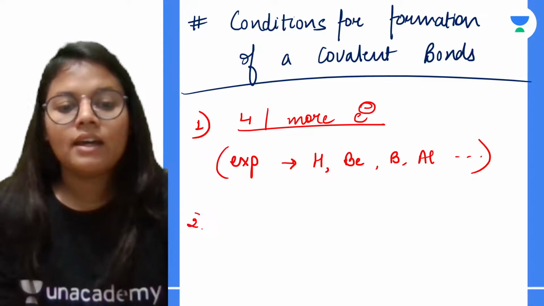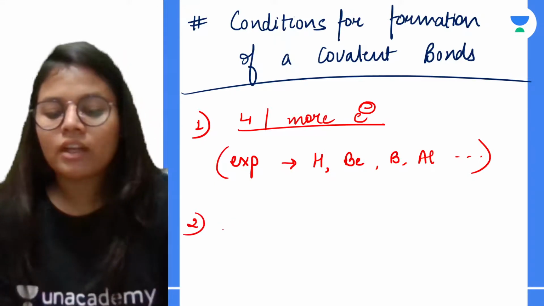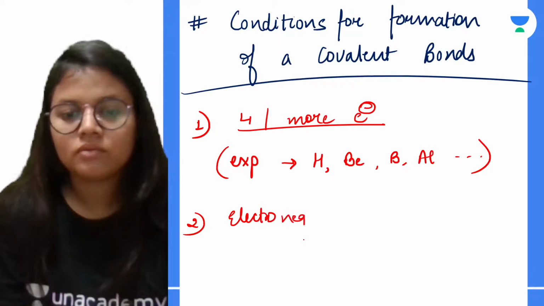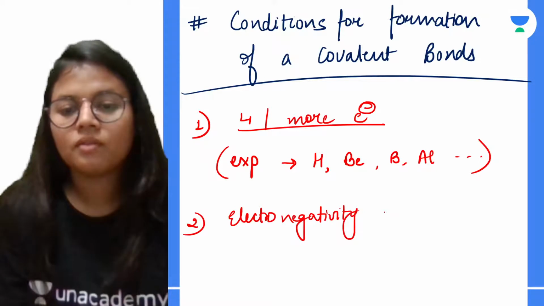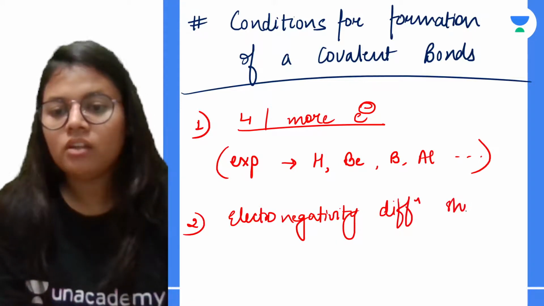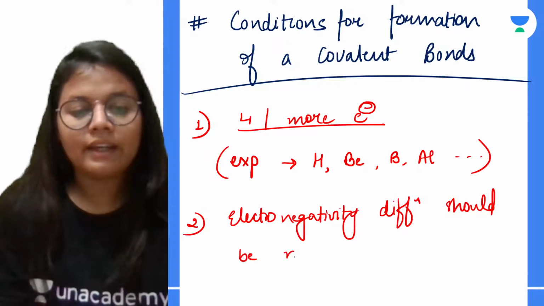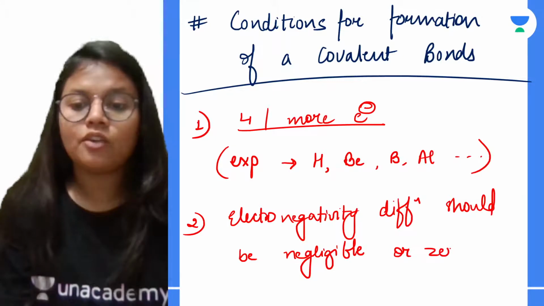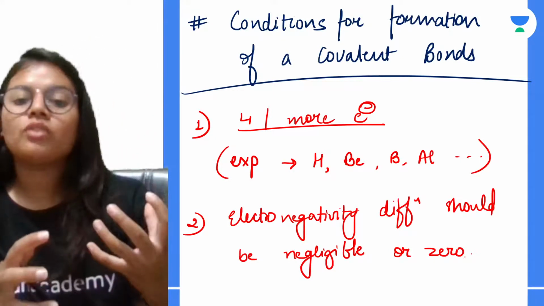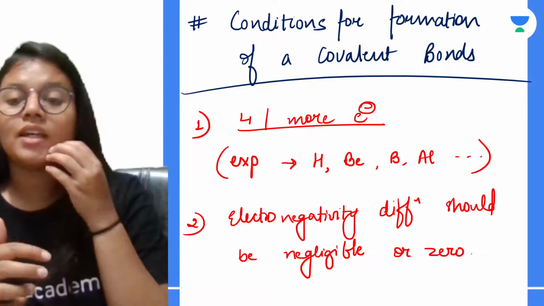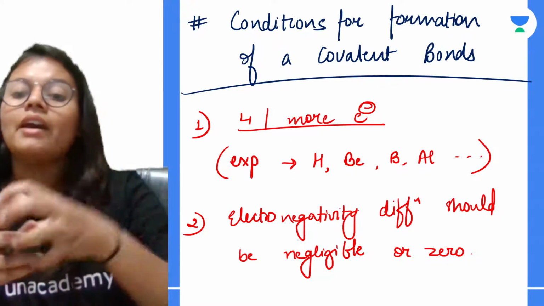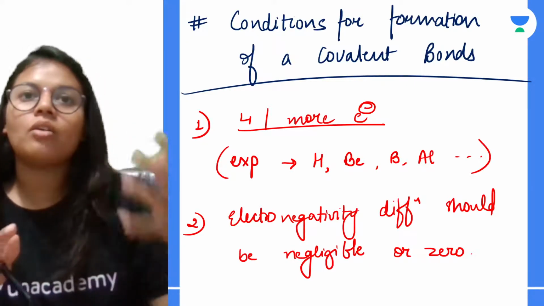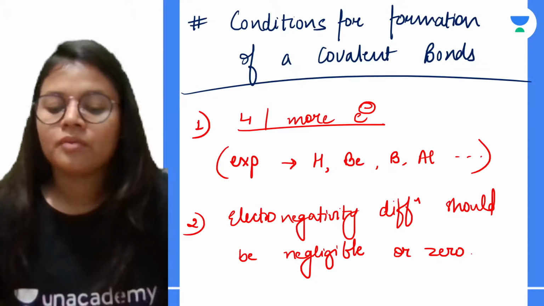Okay, next, the difference in their electronegativity should be either negligible or 0. Why? Because if the electronegativity difference is large, then the atom with the higher electronegativity value will take the shared pair of electrons with itself. And that is not a covalent property but an electrovalent property, right?